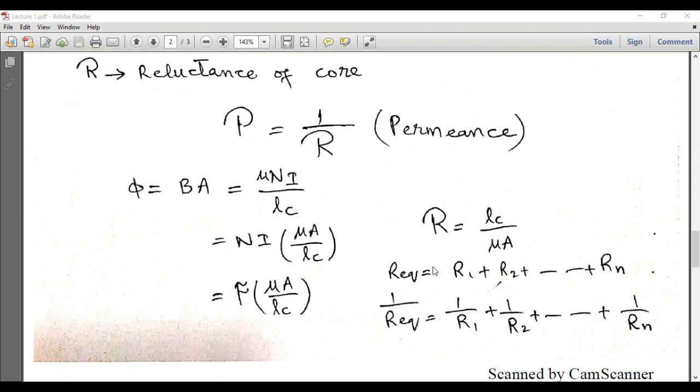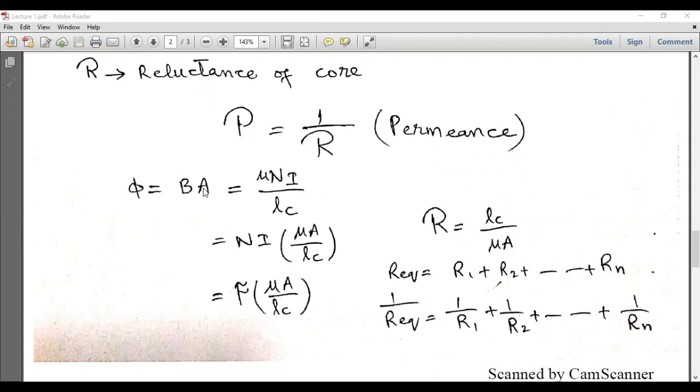In that case, the equivalent reluctance for a series connection will be the algebraic sum of all the reluctances, and in the parallel case, the reciprocal of the equivalent reluctance will be equal to the sum of the reciprocals of the individual reluctances connected in parallel.